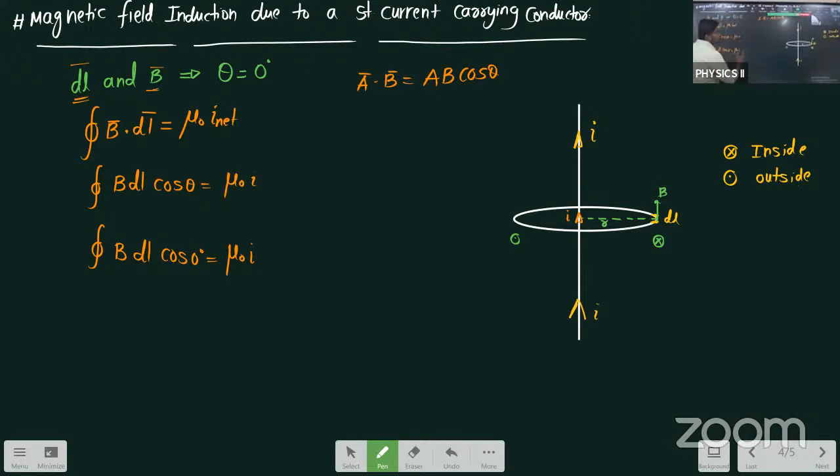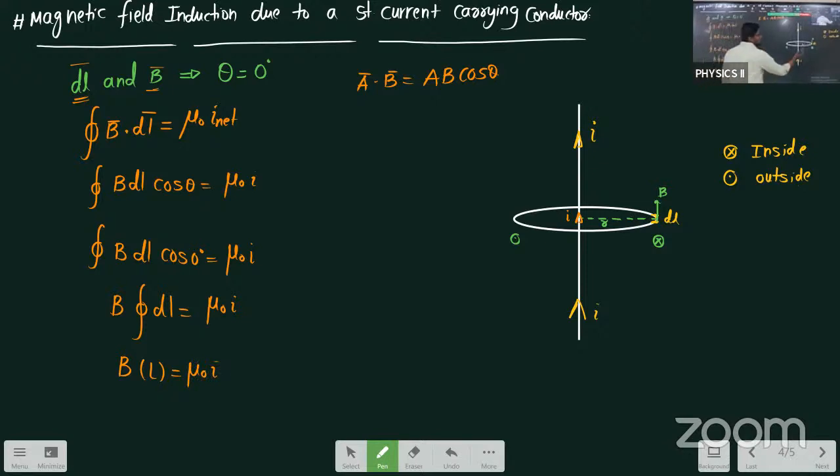And is B constant or changing? Current is constant, so B will be constant at one particular distance r. So I can take B outside. And cos 0 will become 1. So closed integral dl is equal to mu naught into I. We know that integration dl will become L, so B times L is equal to mu naught into I.